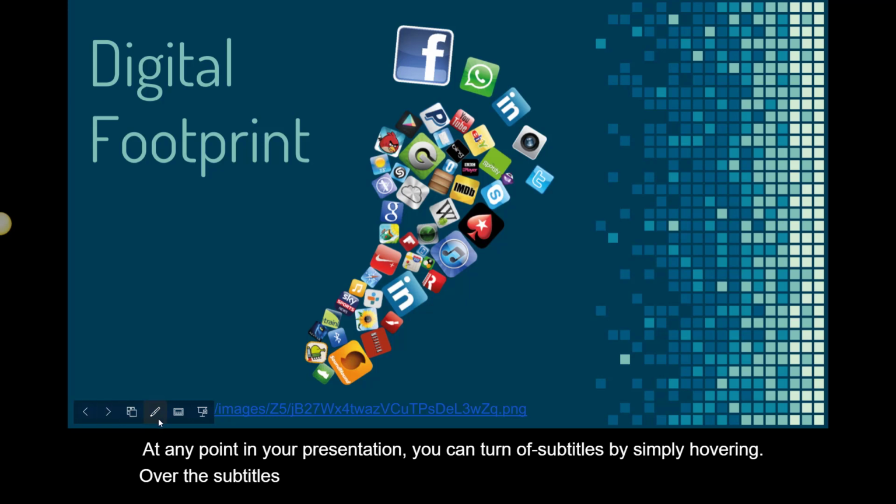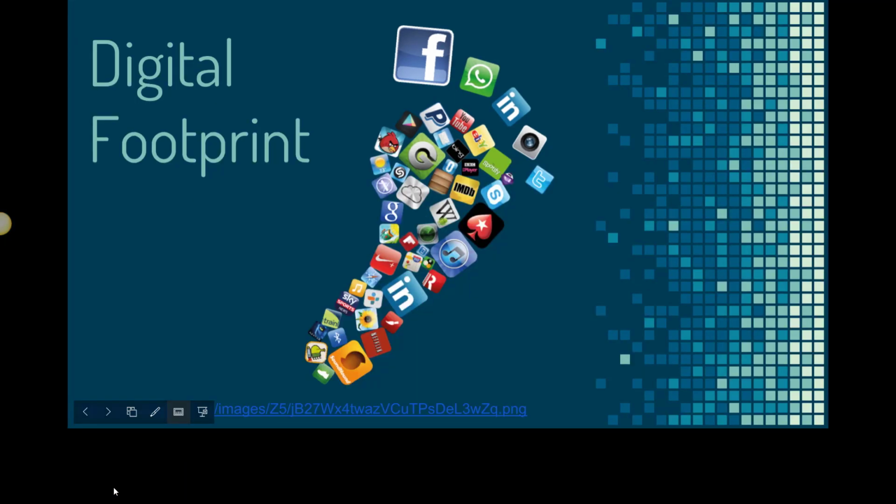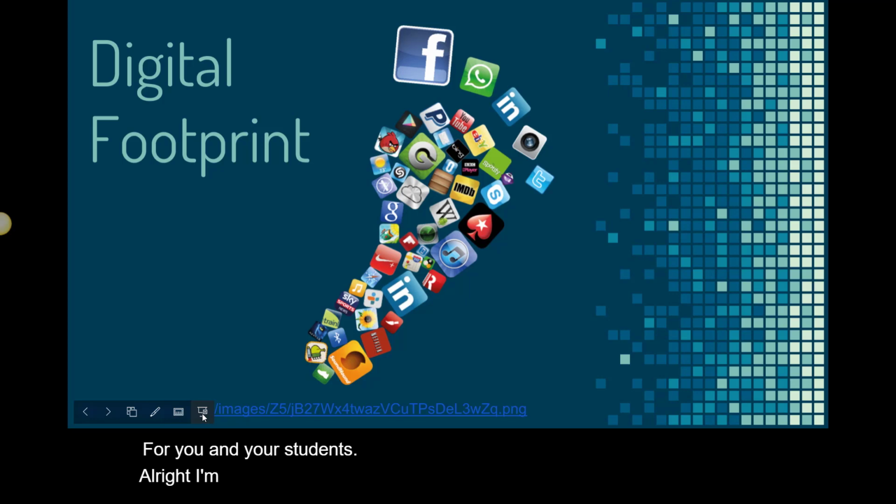At any point in your presentation, you can turn off subtitles by simply hovering over the subtitles. You will see this menu for your slides, and this button here represents subtitles. If you click it, you'll notice that the slide expands and the subtitles have been turned off. You can always turn subtitles back on by coming and clicking on that same icon again. And just give it a moment and subtitles will launch for you and your students. All right, I'm going to exit out of this demonstration.